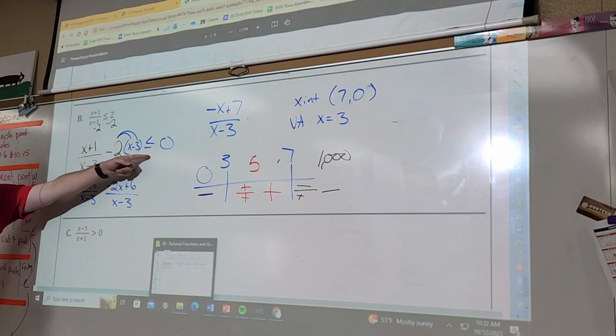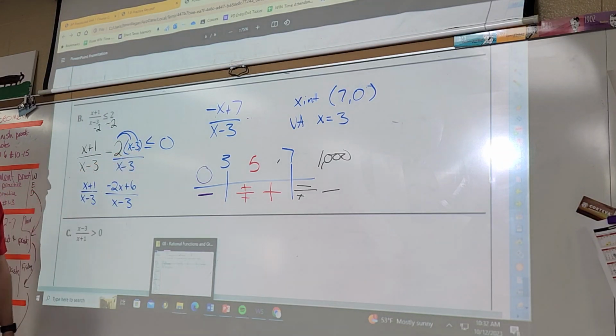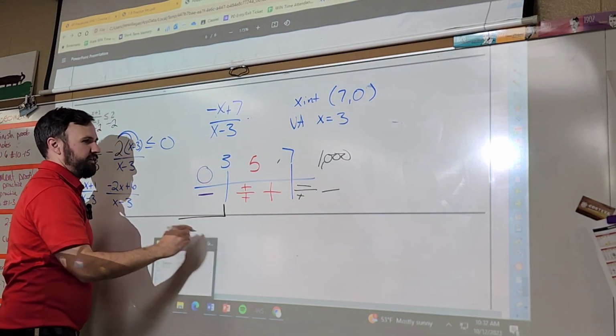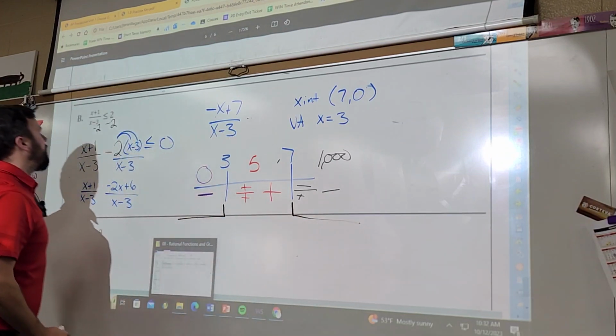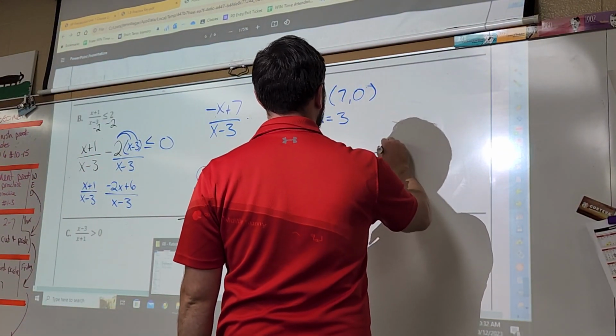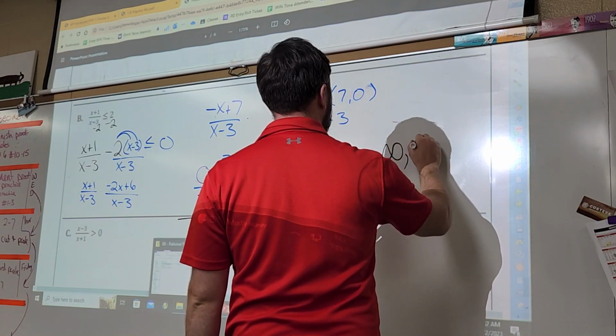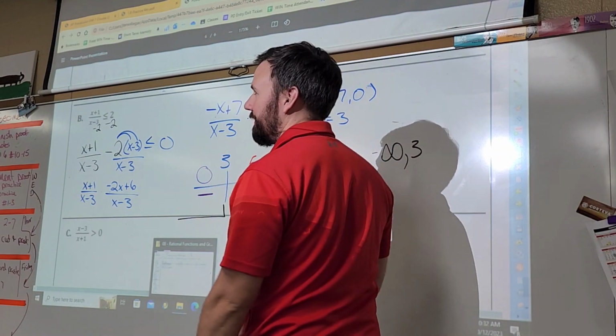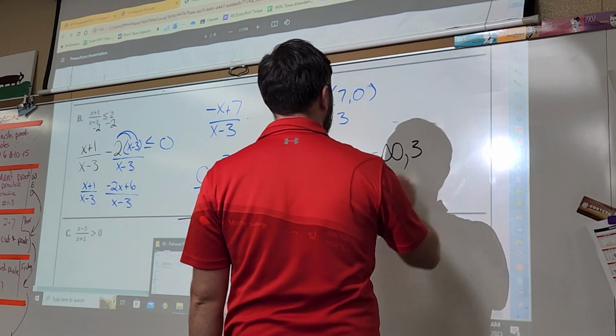What I want to know is when that's less than or equal to 0, correct? So here and here. Be careful, now homework's going to be like not equal to, or not equal to.